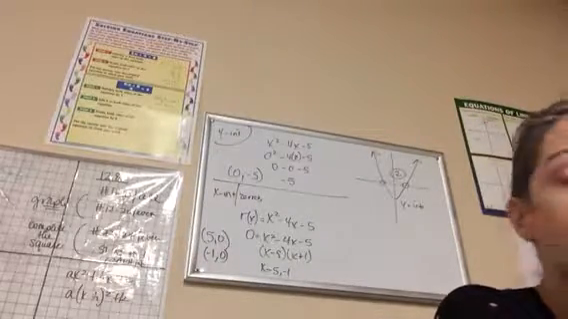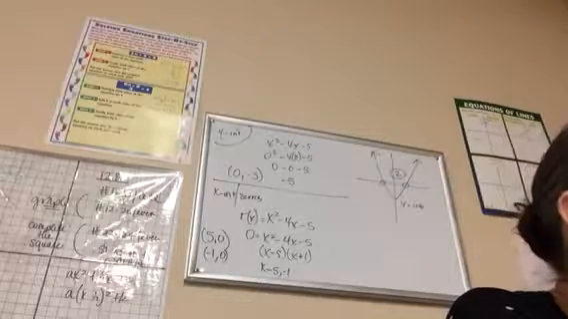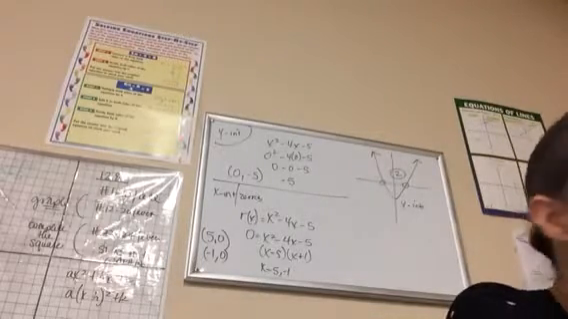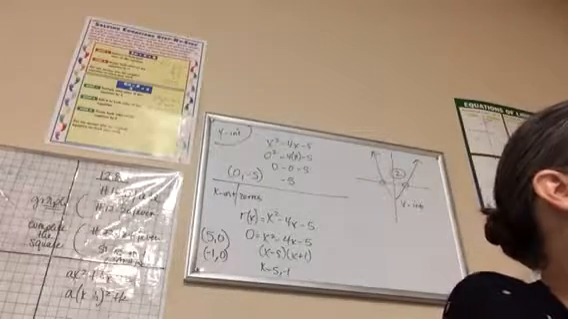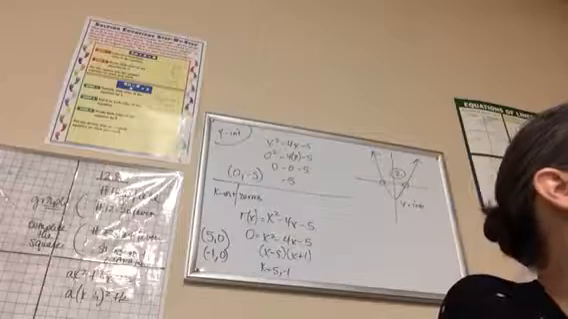Negative 4. So the y-intercept's negative 4. Where's it intersecting the x-axis? At 2. Only one x-intercept on this parabola. So the zero of this function is 2.